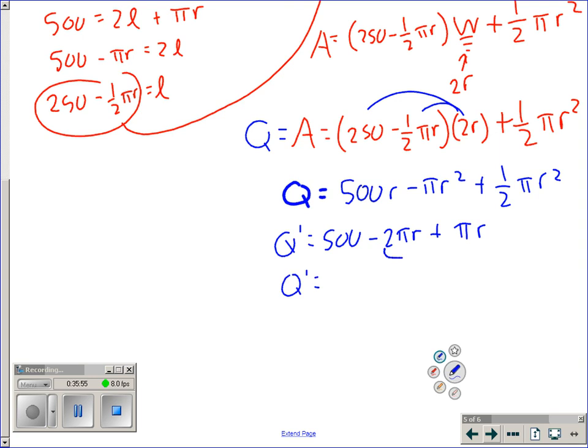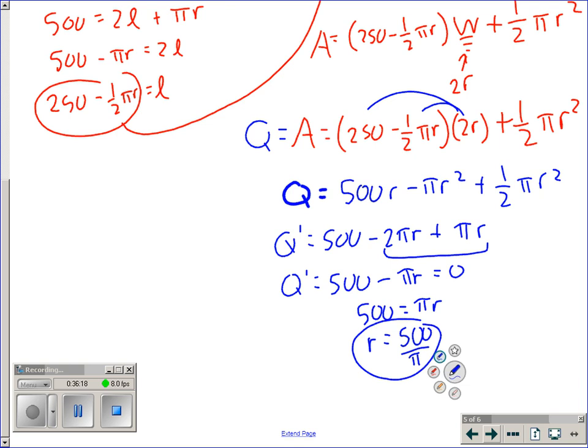We can combine like terms as 500, negative 2 plus 1 is just minus pi r, and that's set equal to 0. So maybe I can do 500 equals positive pi r, or r equals 500 over pi. So the radius that's going to maximize that area for me is equivalent to 500 over pi.